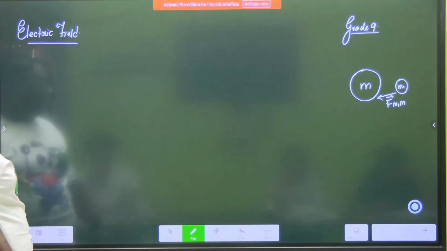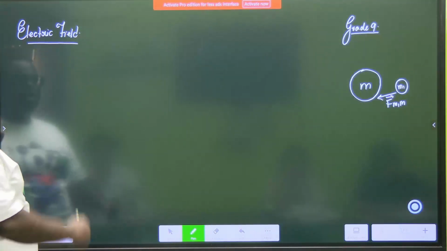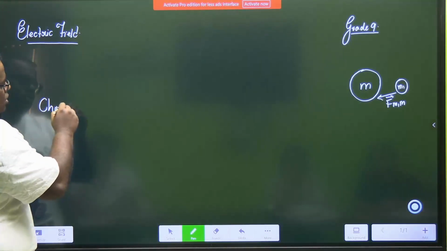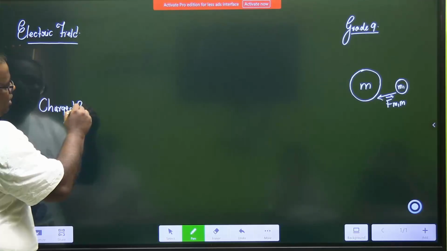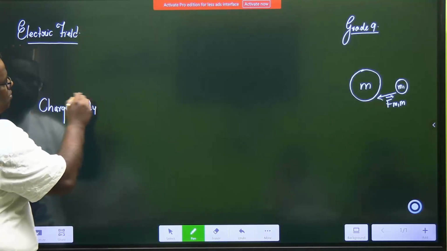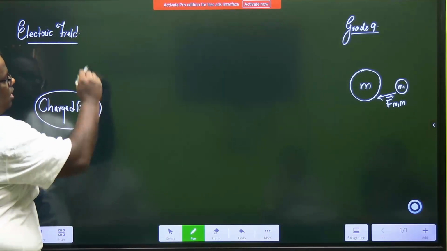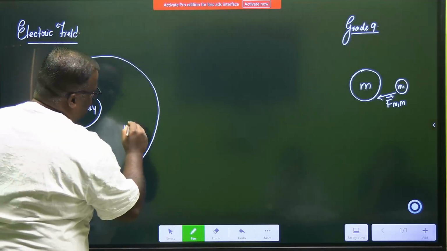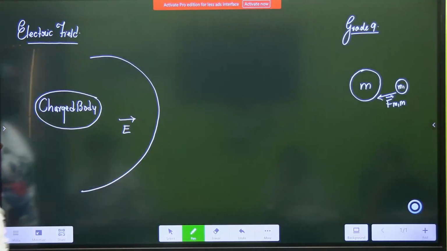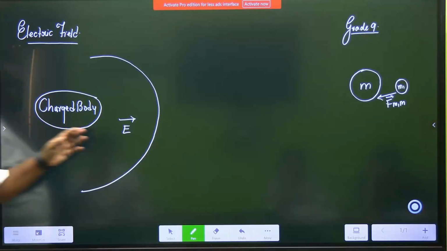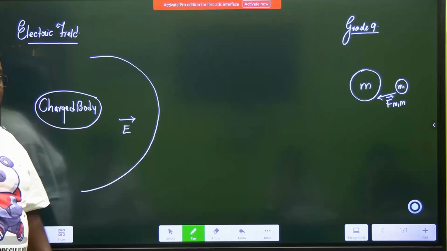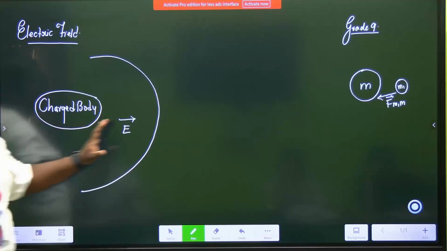A similar concept is there with the electric field. The best way to understand is with charges, or say I have a charged body. This is my charged body. So in and around this body, I will have a region where I will feel what is known as the electric field. Electric field is a vector quantity which is denoted by E, and since it's a vector, I'm representing it in this manner. So the electric field is the space around a charged body.